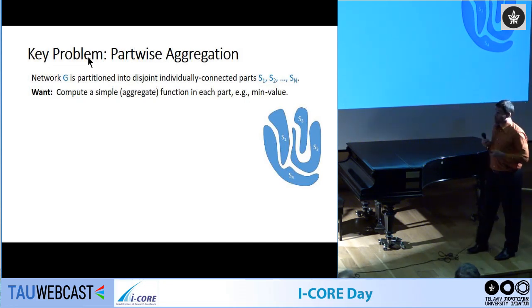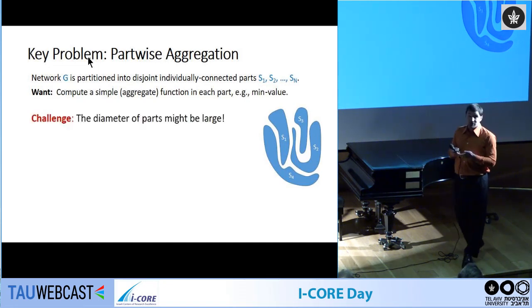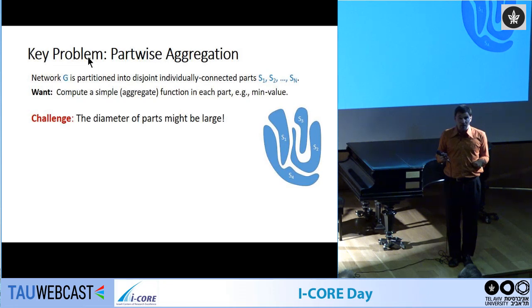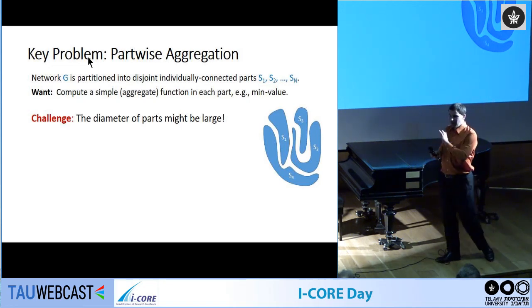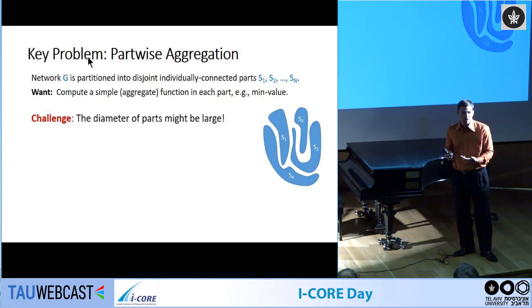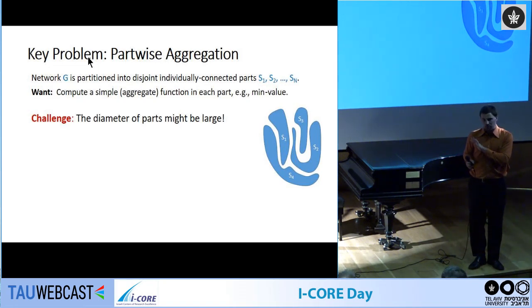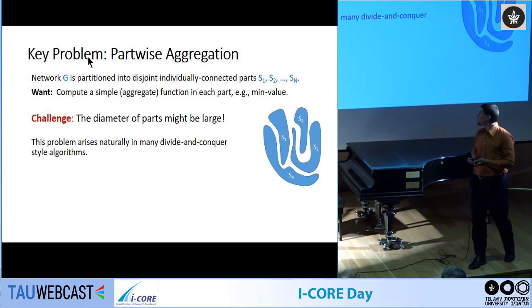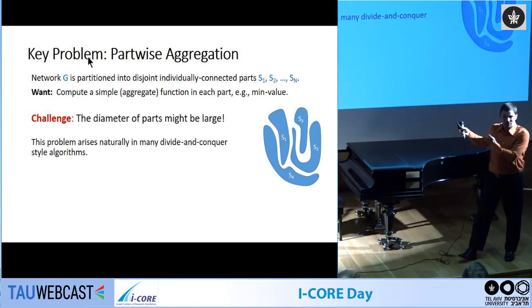And of course, what's the problem here? If we want to compute this, the challenge is the diameter of these parts, of these connected subsets. They're chosen adversarially. We have no control over them. So these diameters could be much, much larger than the diameter of the underlying graph. Okay, so that's the challenge. And if you think, oh, I'm just telling you basically exactly the problem that comes out of MST, that's true, but I want to argue that this is actually a common problem that will pop up in a variety of settings. In particular, any divide and conquer style algorithm will have this type of problem.